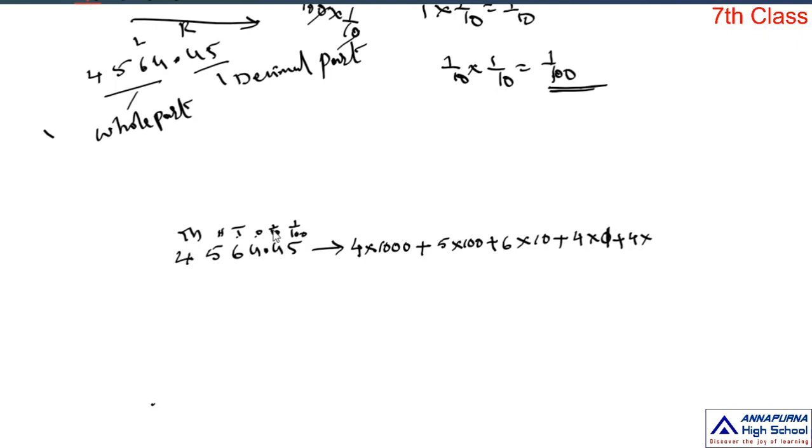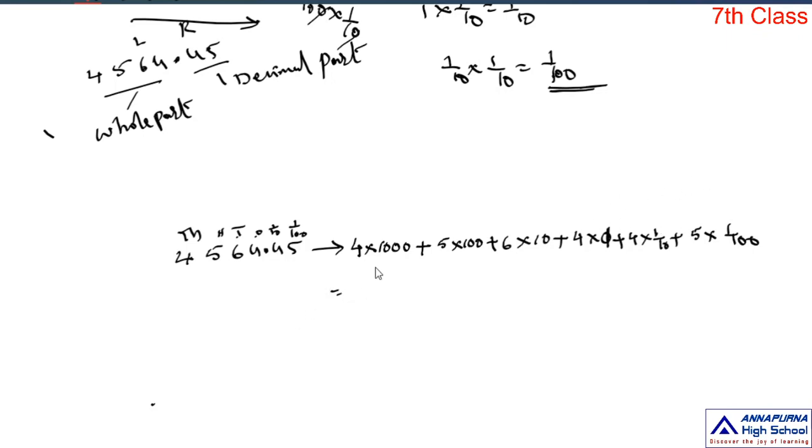Tenths place. Tenths means 1 by 10. So you should multiply this 4 by 1 by 10: 4 into 1 by 10, plus, and 5 is in hundreds place, therefore 5 into 1 by 100. So this is the expansion form.